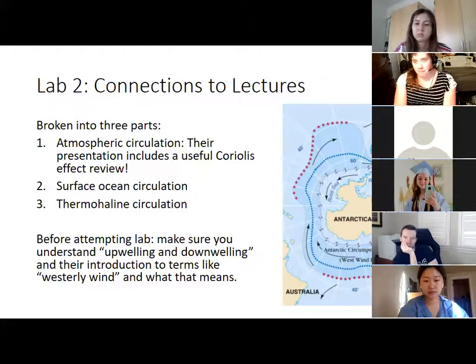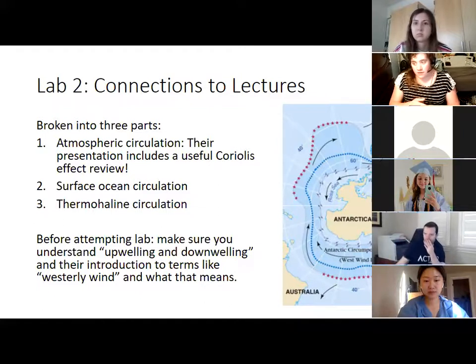And don't get the three parts mixed up. If you need to compartmentalize it, you can. If you find yourself struggling, you can think, okay, there's the atmosphere, there's the surface ocean, and there's deep ocean. Which of these questions can I deal with now? Which do I need to go back to lecture questions to? Which of these do I need to ask the TA about or review my lecture material on?